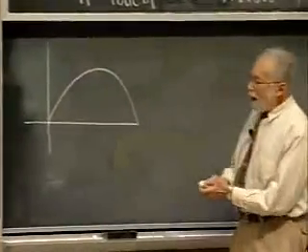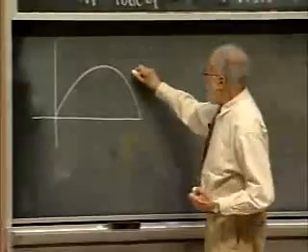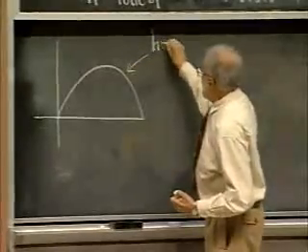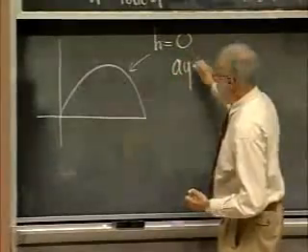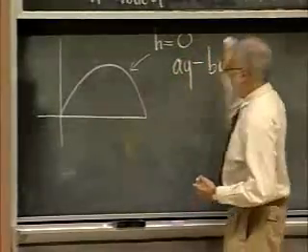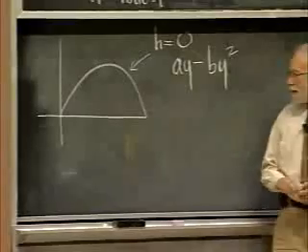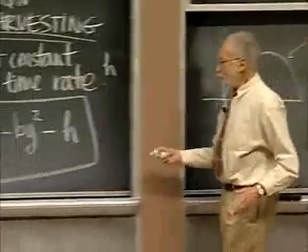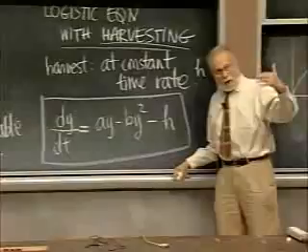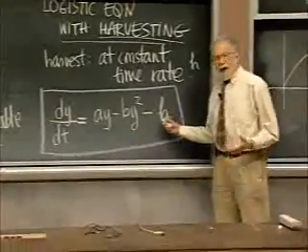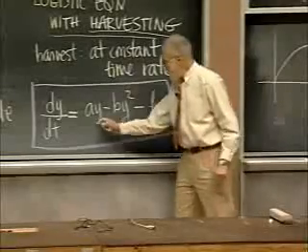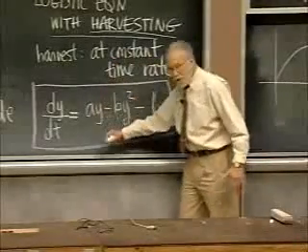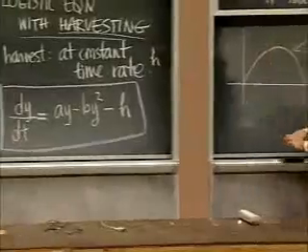So this is the one, our original one, corresponding to h equals 0. Or in other words, it's the equation ay minus by squared, h is 0. Now, I want to increase the value of h. As I increase the value of h, in other words, harvest more and more, what's happening? I simply lower this function by h.